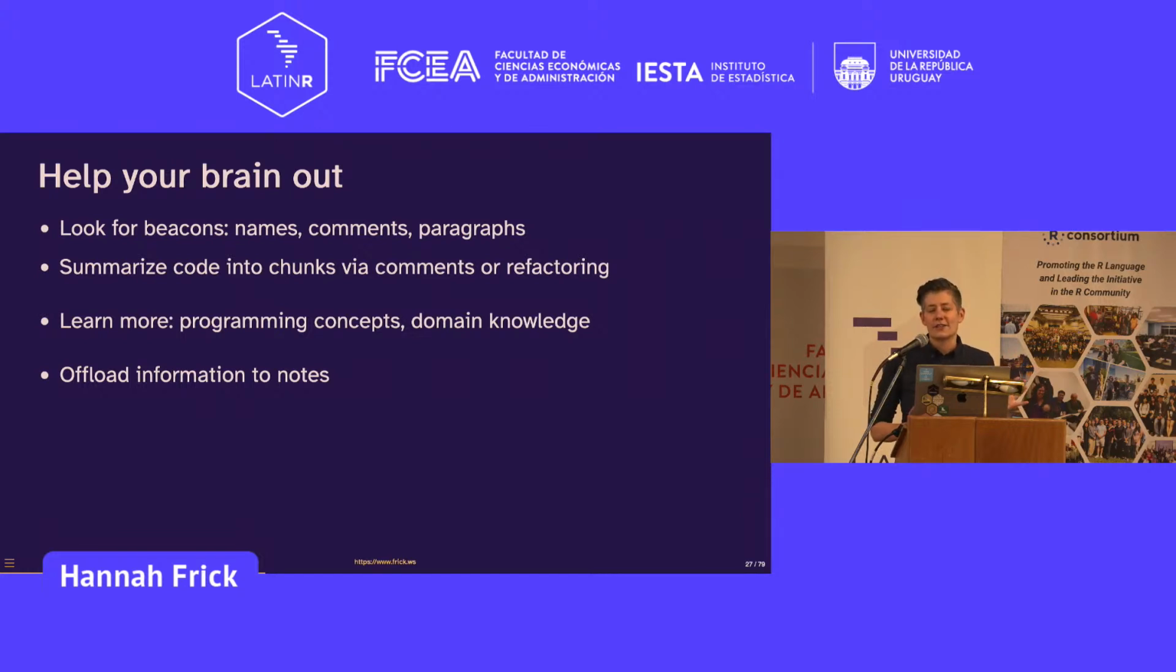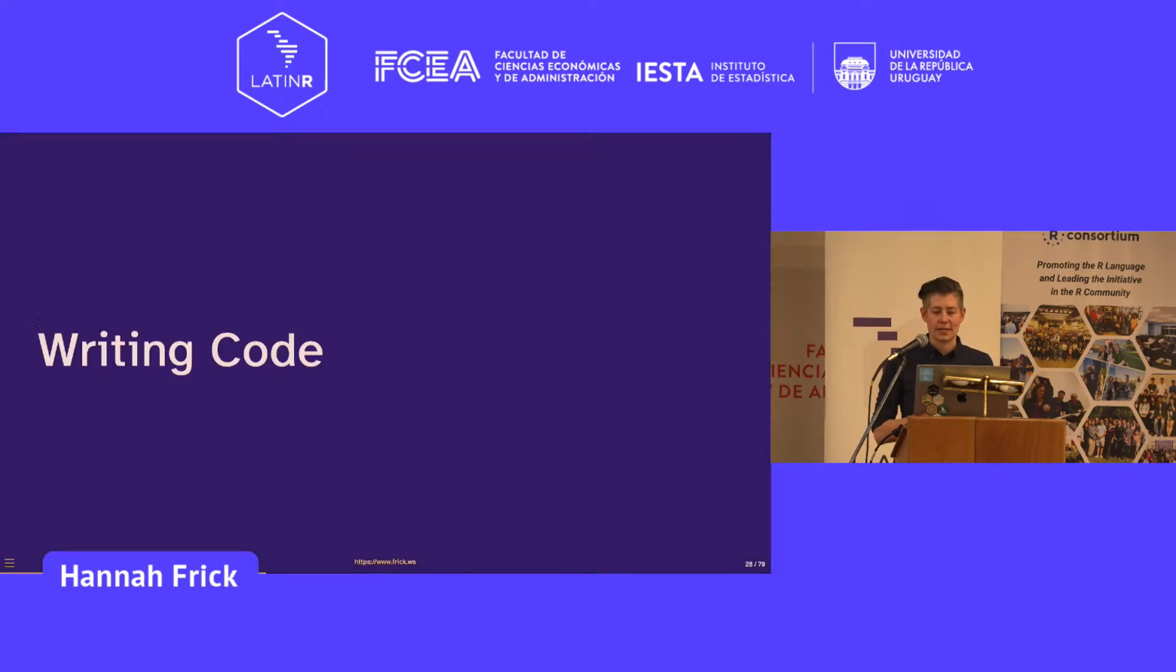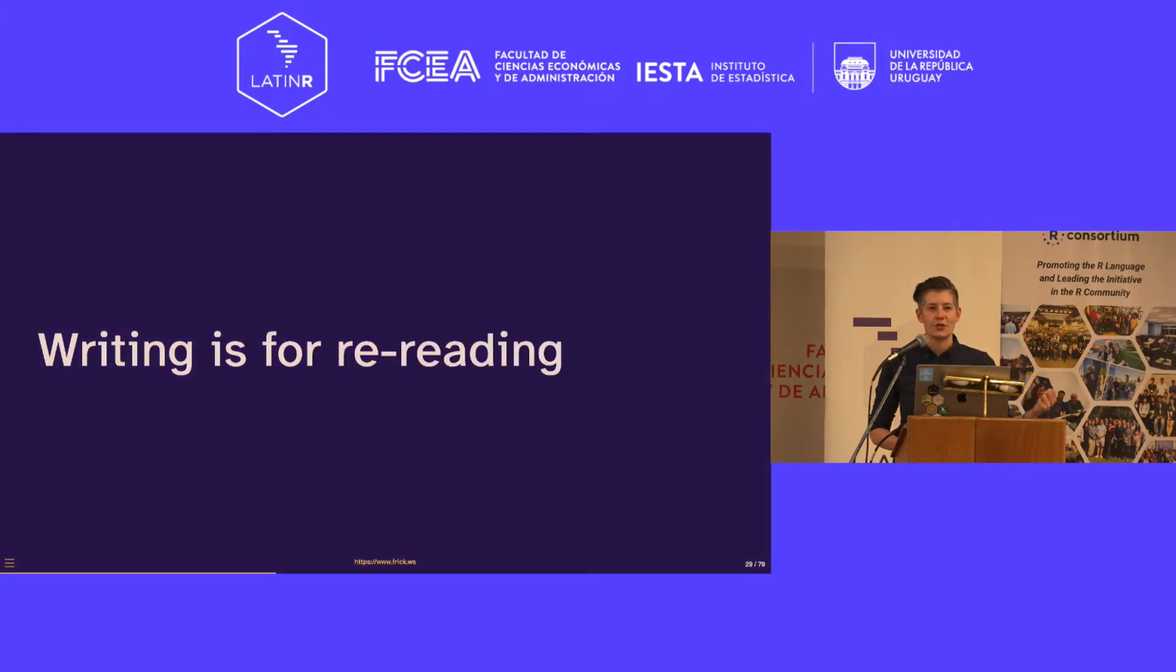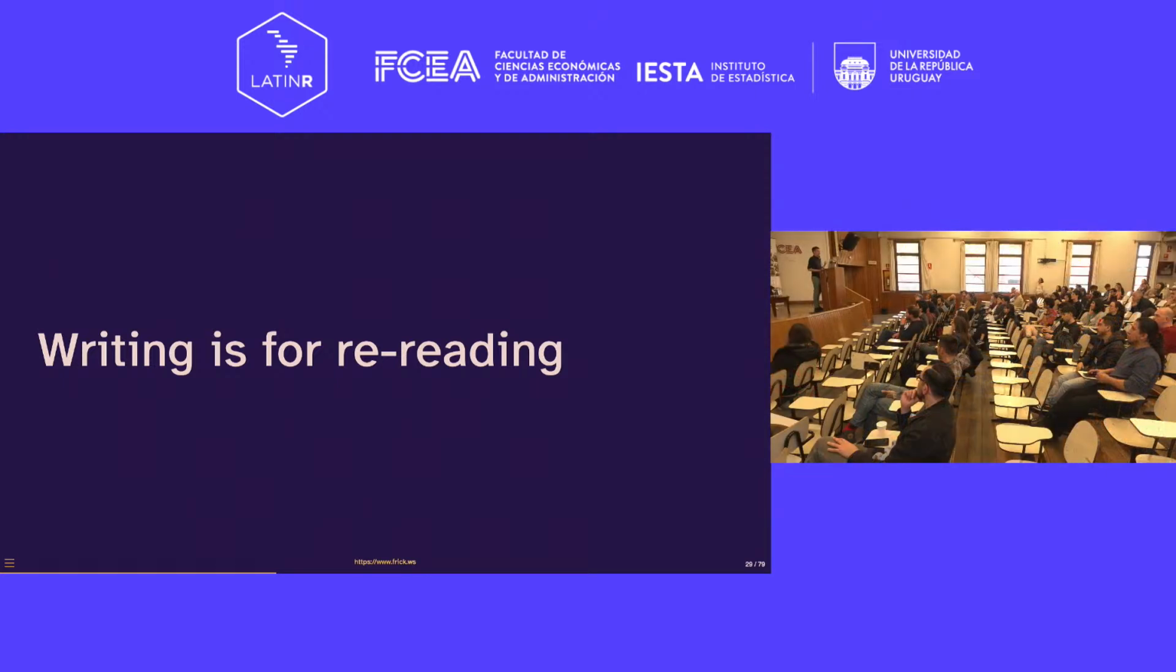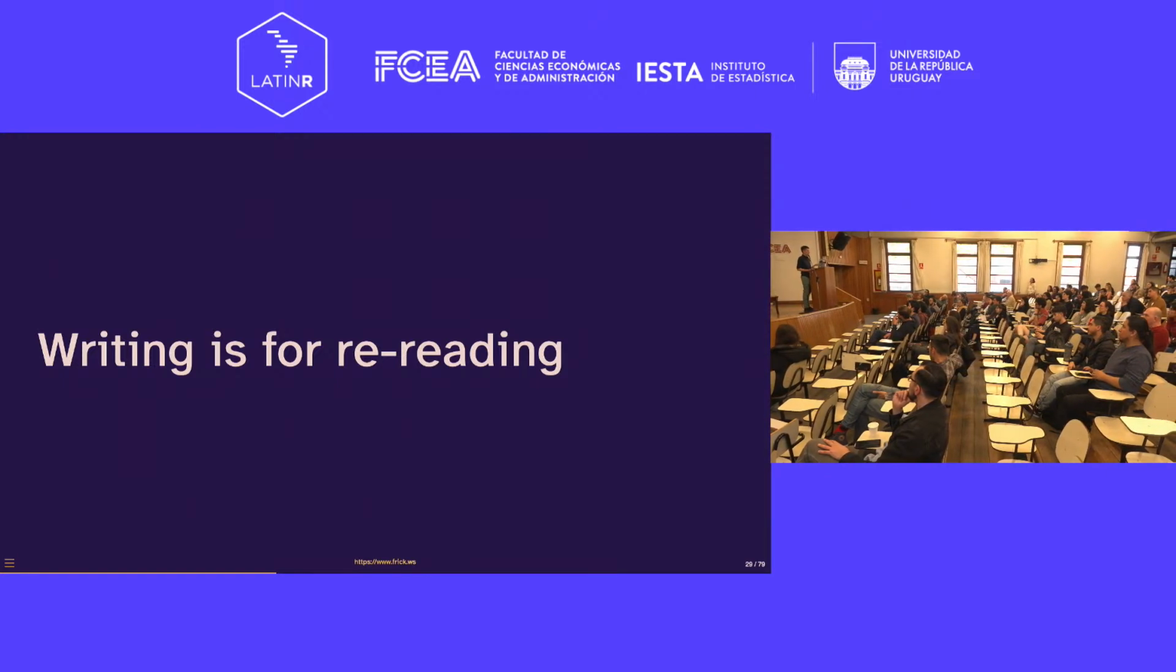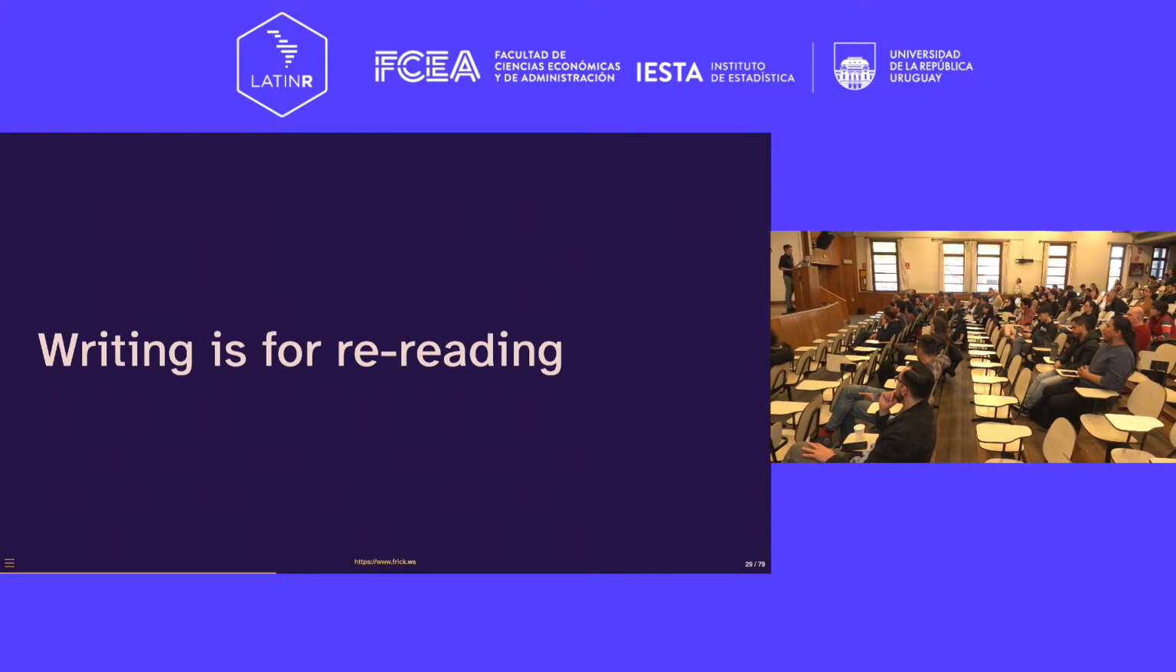So those are the things that you can do to help yourself have it easier to read and understand code. And I'm going to segue into the second part, which is writing code. And I think a very crucial idea about writing code is that it's so that you can reread it. What is the kind of code you want to go back to and reread and try to figure out what you meant or somebody else meant?